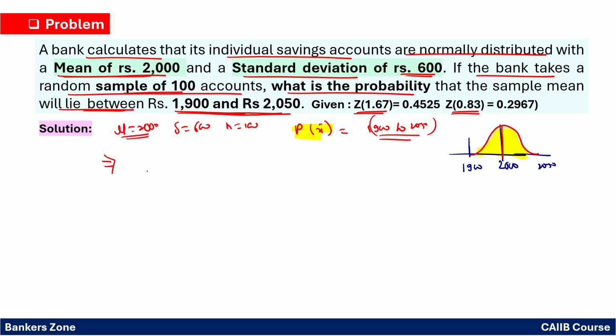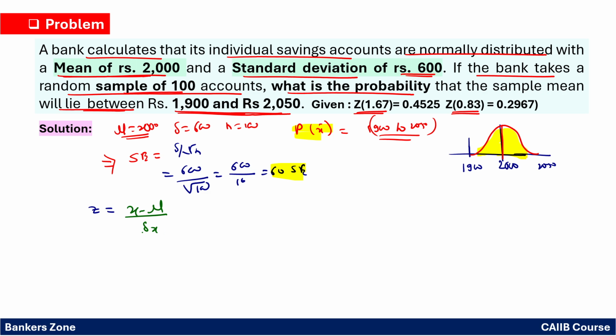Now see, first we will find the standard error. The formula for standard error is sigma upon the square root of n. Simply put the values. Sigma is 600 and n is 100, right? So you will get 600 upon 10. So 60 will be your standard error. So we got standard error as 60. Very simple. In the next step, we have to find the z. Z is nothing but x minus mu upon sigma x, that is the standard error, right?